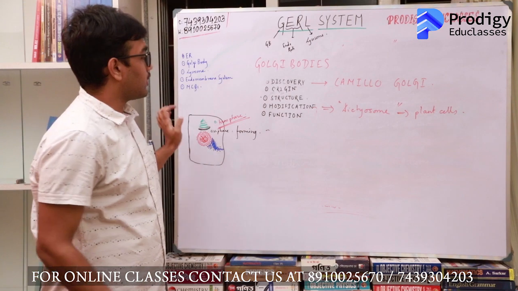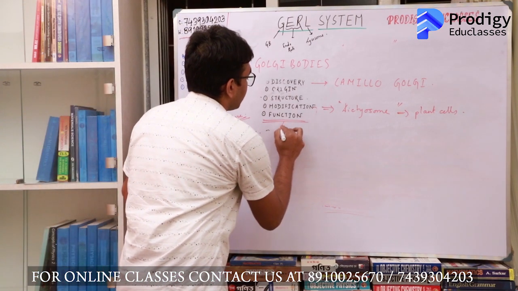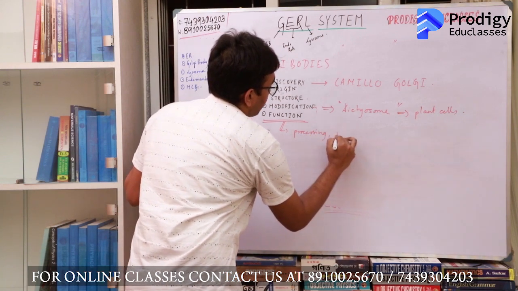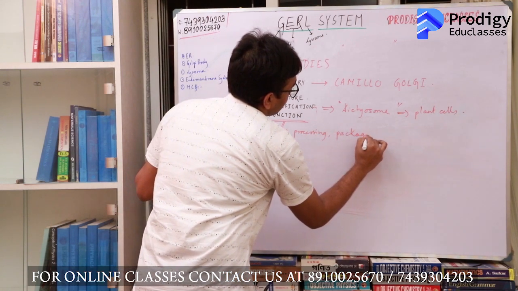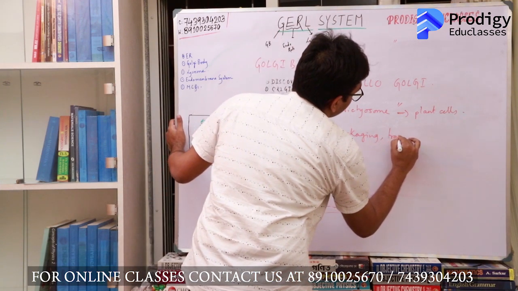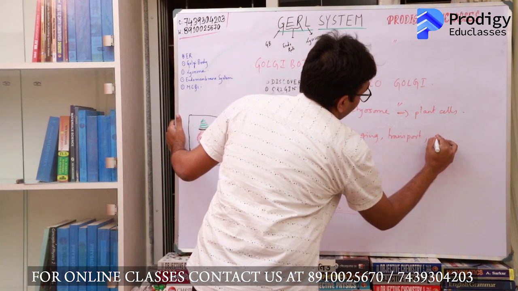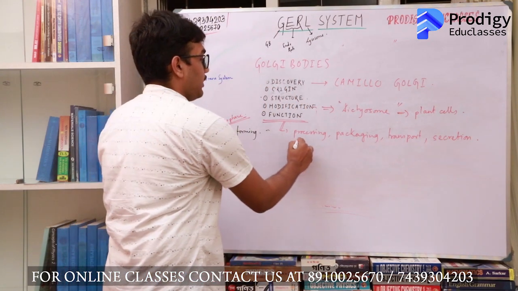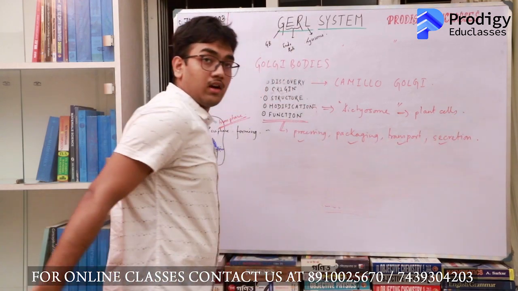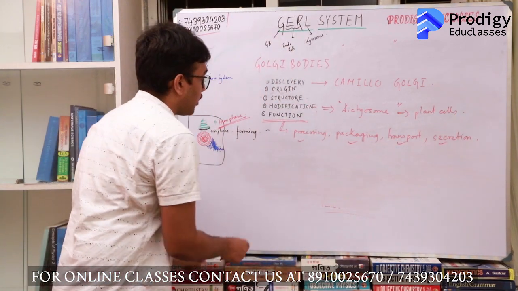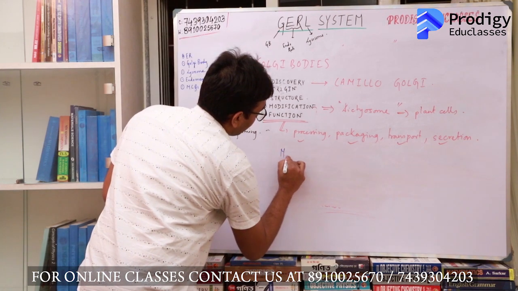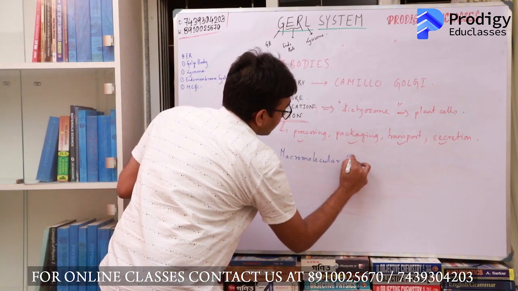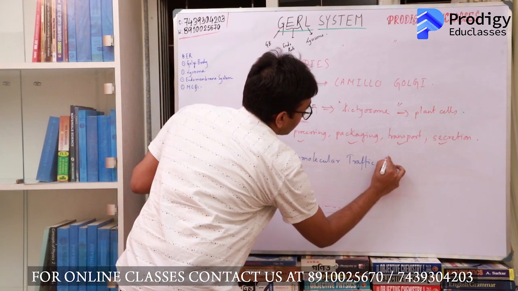Okay, coming to the function, Golgi body is mainly responsible for the processing, packaging, transport and secretion of various substances. So the Golgi body is also known as something you need to remember, the macromolecular traffic controller.